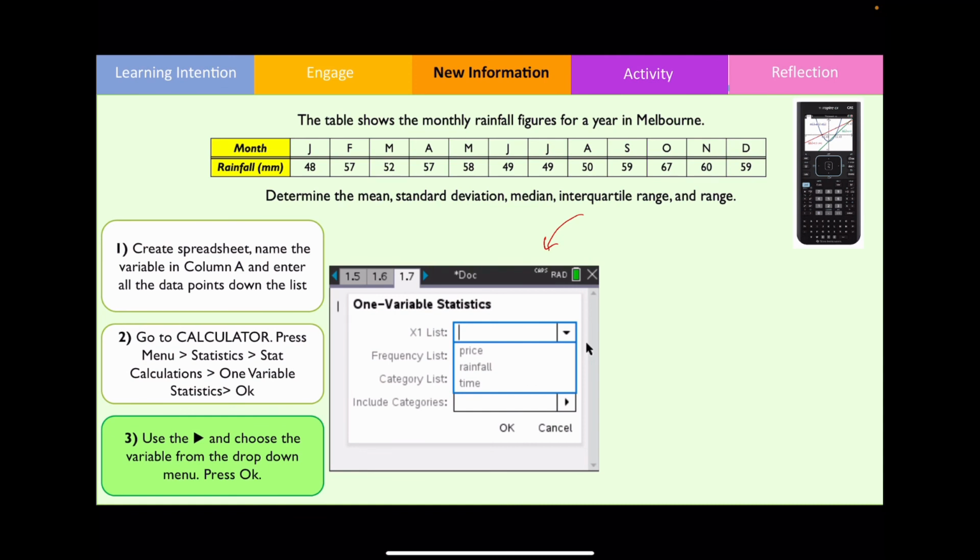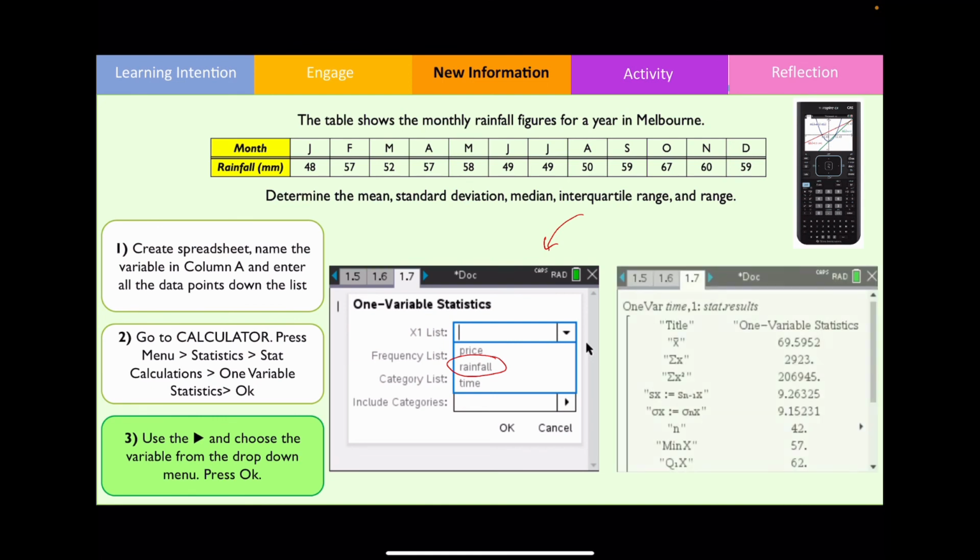Then you're going to need to select the variable that you've named for that column. I've named it rainfall, so I'm going to select rainfall. And therefore, you're going to get a window that pops up with all the summary statistics. Again, as I said earlier, it's important that you're familiar with what each of these symbols represent. In this case, this represents my mean, this represents my standard deviation, and if you scroll down, you can find the minimum, the maximum, the lower quartile, and the upper quartile as well.